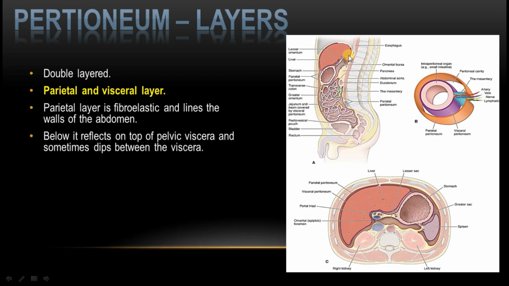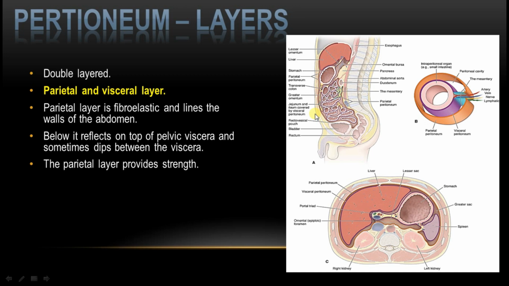Now, if you trace the parietal layer below the abdomen, it reflects on top of the pelvic viscera, and in between the spaces it will dip down between these pelvic viscera. Then after reflecting on top of the pelvic viscera, especially your rectum and urinary bladder in case of males. In females, between the rectum and urinary bladder, you also have the uterus. So on top or to some extent to the sides, it will reflect, and then again come back to the anterior abdominal wall.